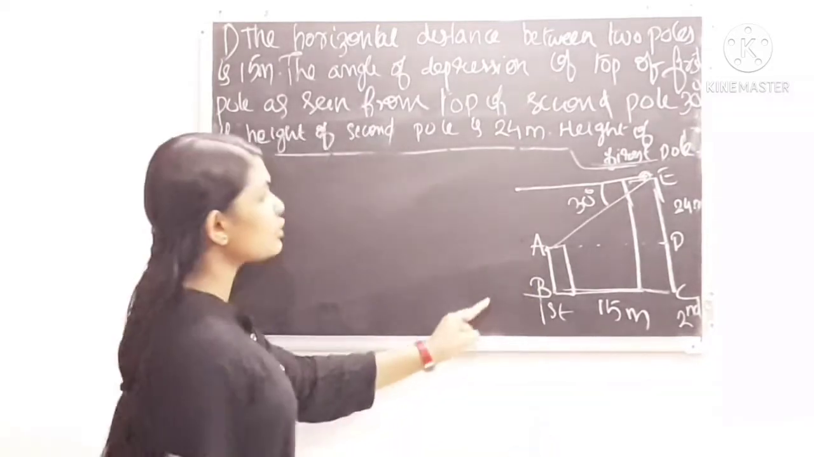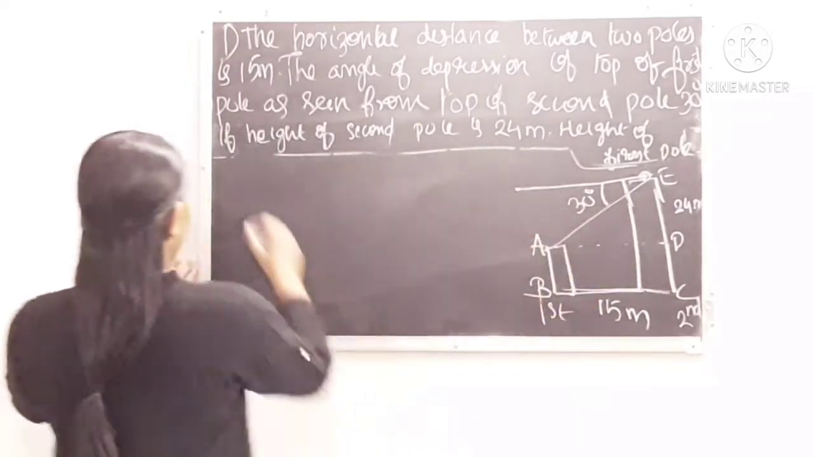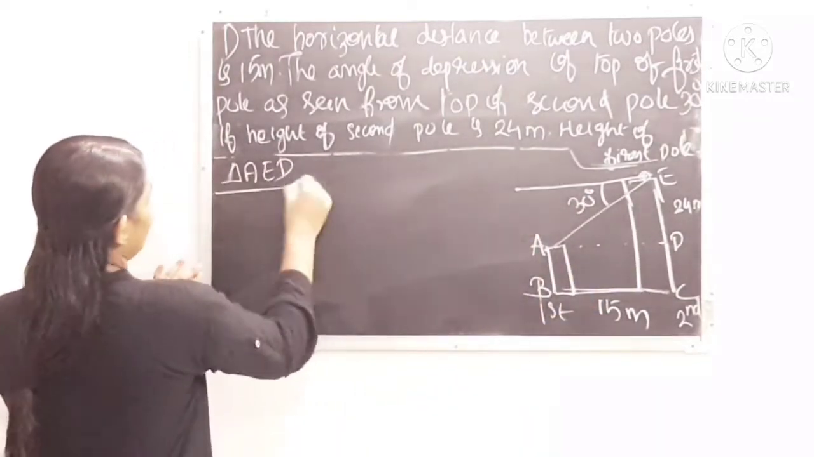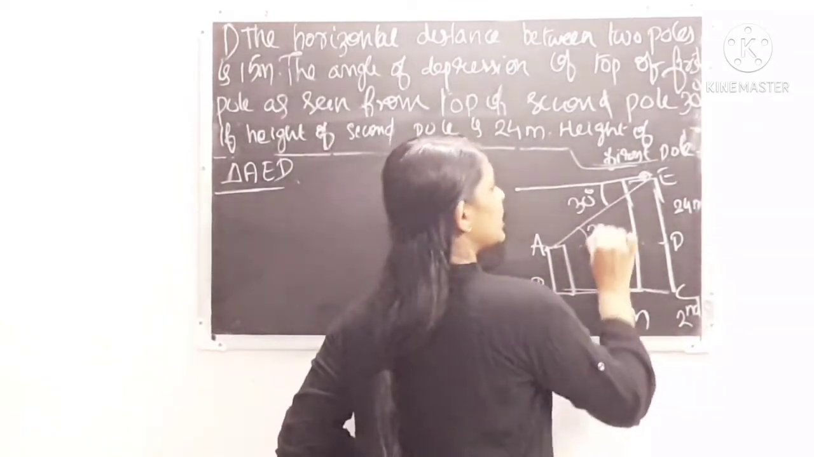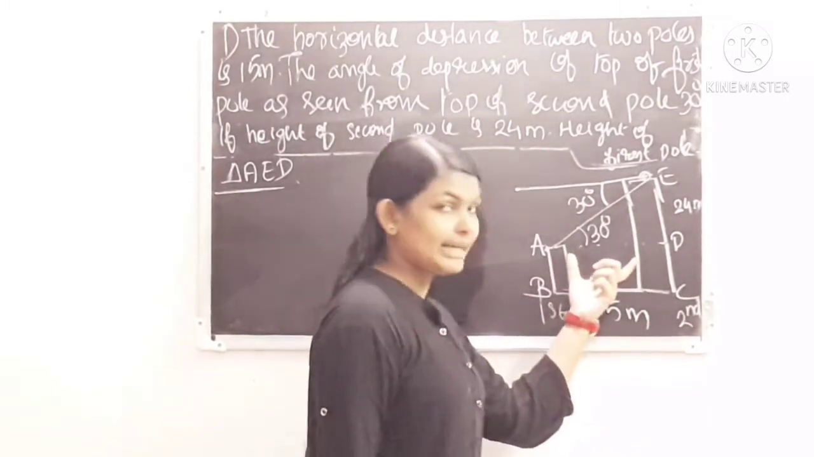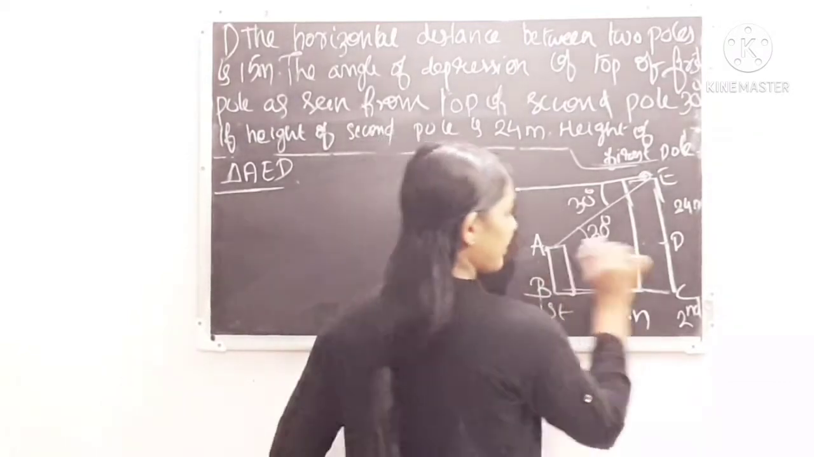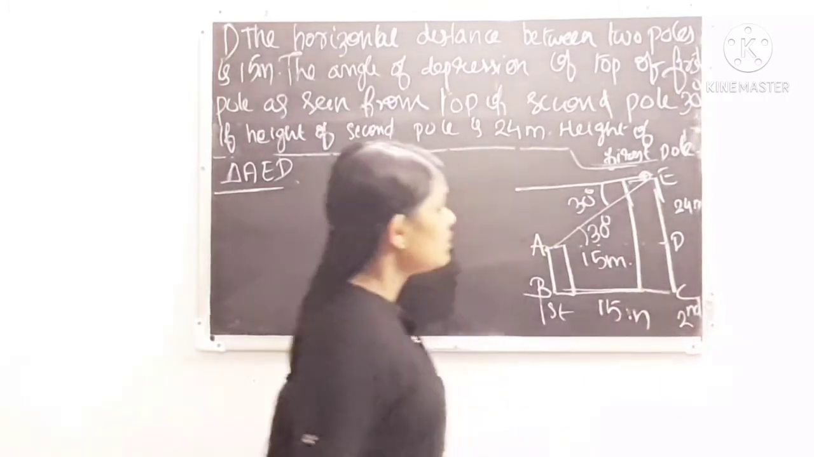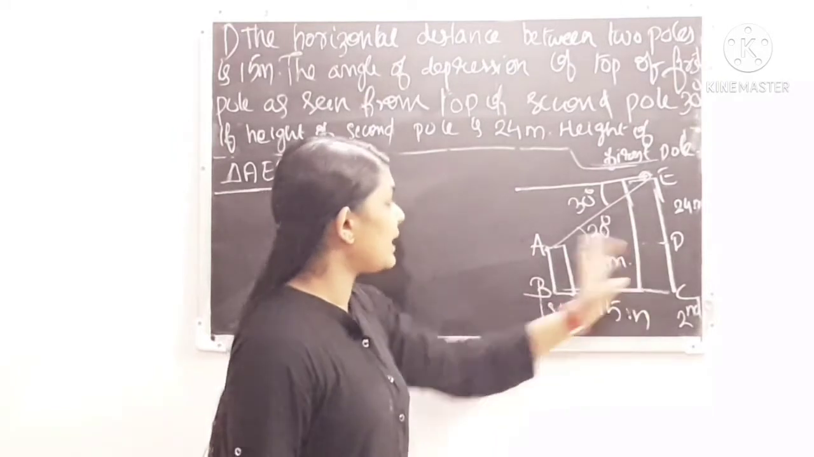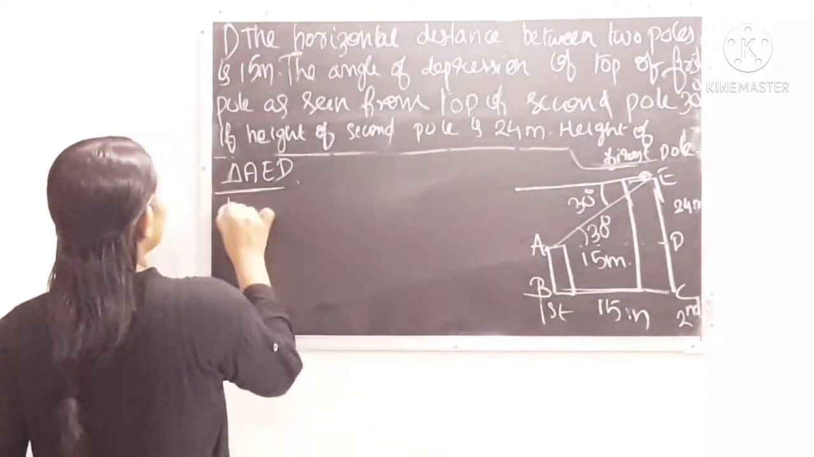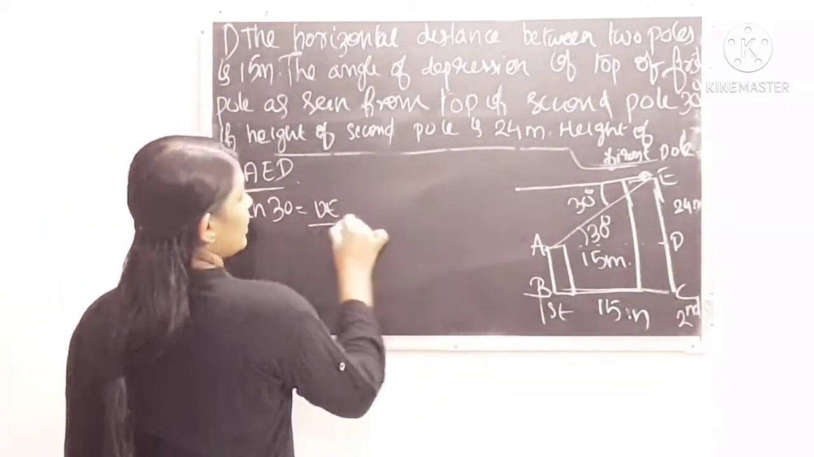First of all, we have to consider the triangle AED. From the triangle AED, can you please say which is this angle? This will be equal to this angle, which is equal to 30 degree. Now the length of AD will be equal to the length of BC, which is equal to 15 meter. With respect to this angle 30 degree, ED will be its opposite side and AD will be its adjacent side. So we can write tan 30 will be equal to the opposite side, DE, divided by AD, that is the adjacent side.